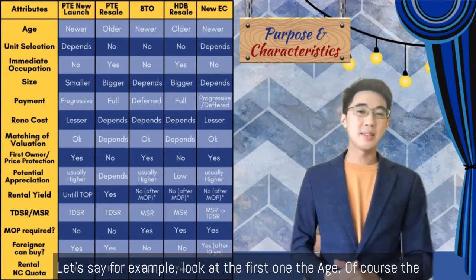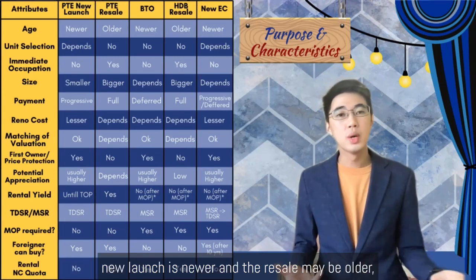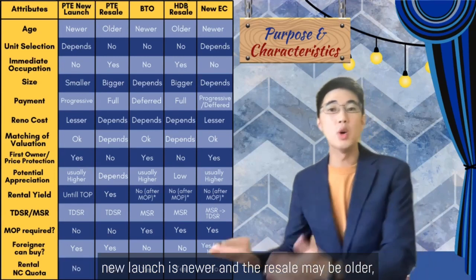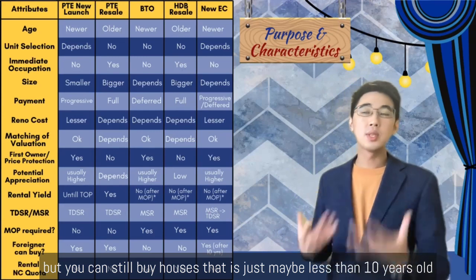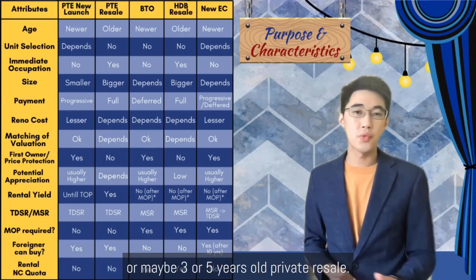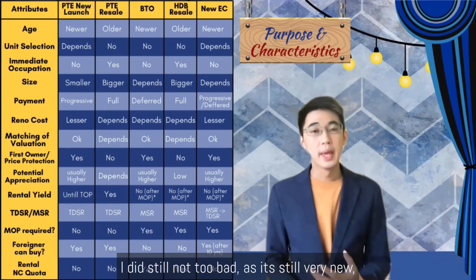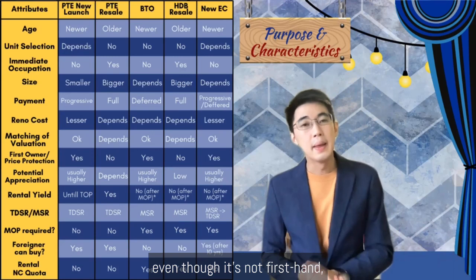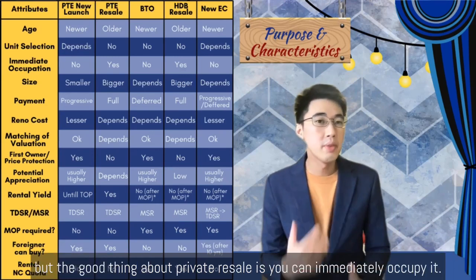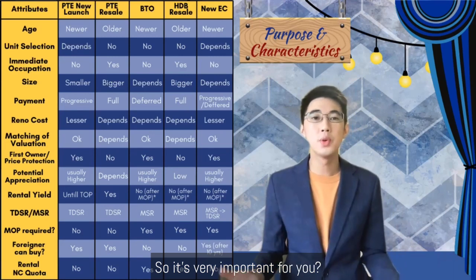Let's say, for example, look at the first one, the age. Of course, the new launch is newer, and the resale may be older, but you can still buy houses that are just maybe less than 10 years old, or maybe 3 or 5 years old. Private resale, I think it's still not too bad. It still looks very new, even though it's not first hand. But the good thing about private resale is you can immediately occupy it. So is that important for you?